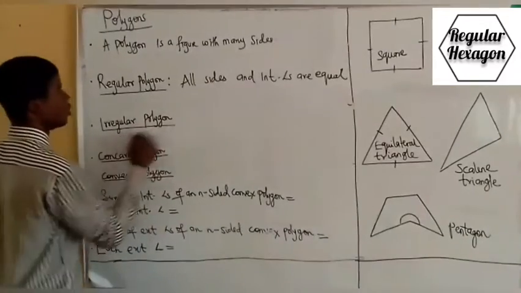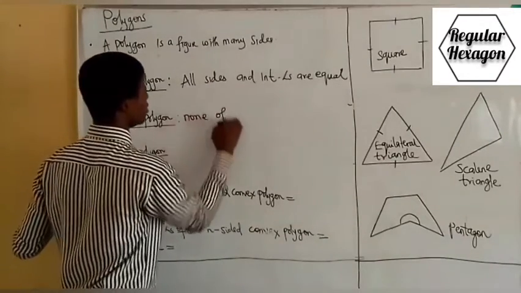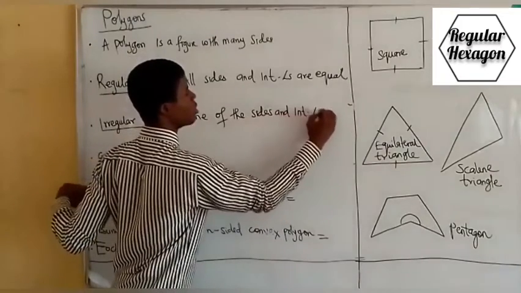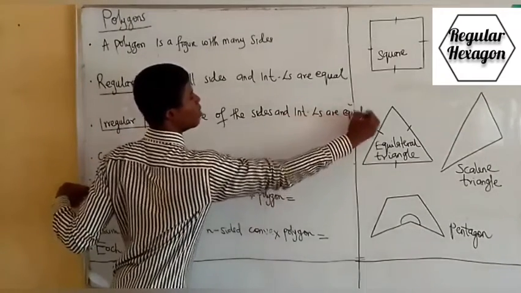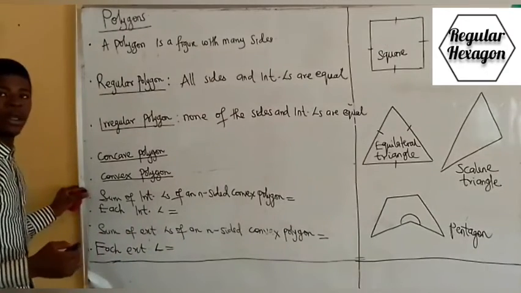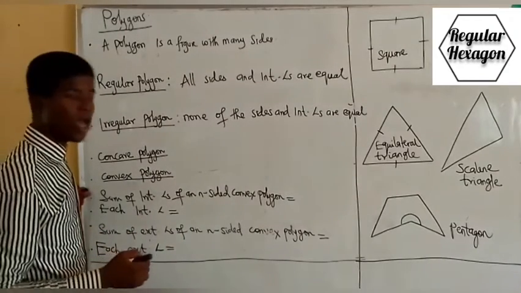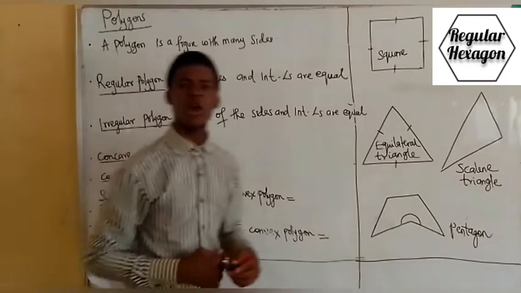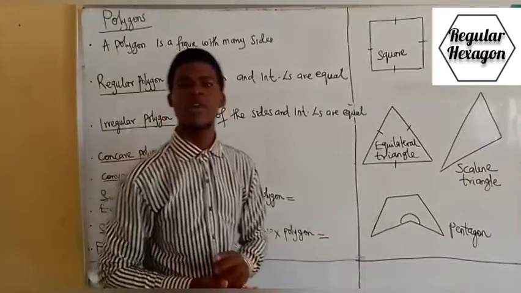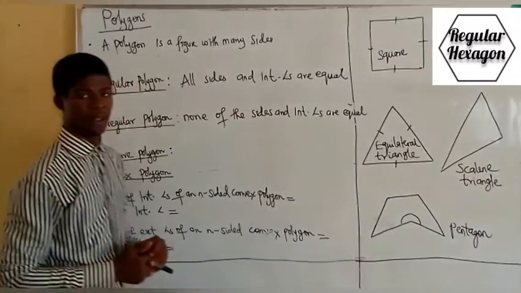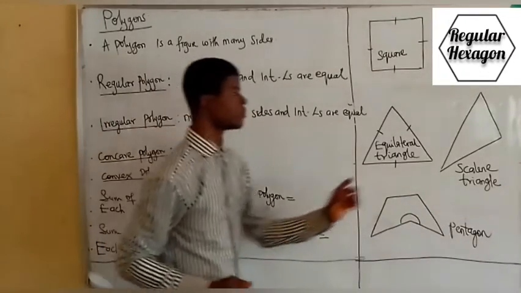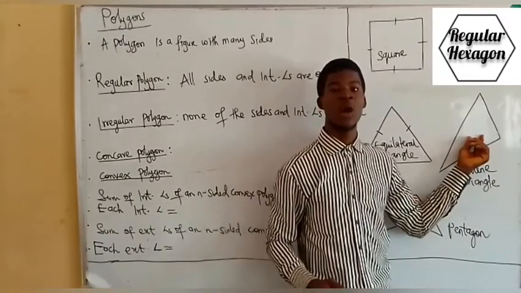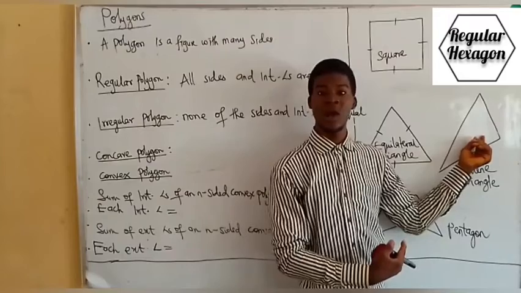But for an irregular polygon, none of the sides and interior angles are equal. So for an irregular polygon, none of the sides and none of the interior angles are equal. Now, we can also classify a polygon as either a concave polygon or a convex polygon. Mind you, this is a scalene triangle. None of the sides are equal and none of the interior angles are equal. Hence, we can refer to it as an irregular polygon.